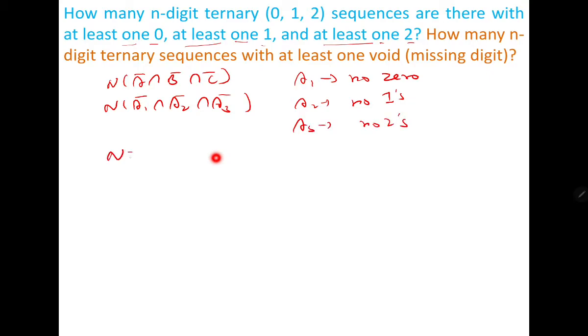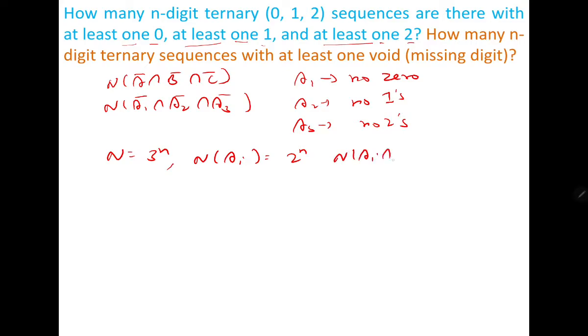Total n is simple, 3 raised to the power n, because n positions are there, each can be filled in 3 ways. Then n of Ai is 2 raised to the power n. For example, no 0 is there, so you need to fill with 1 and 2 only.